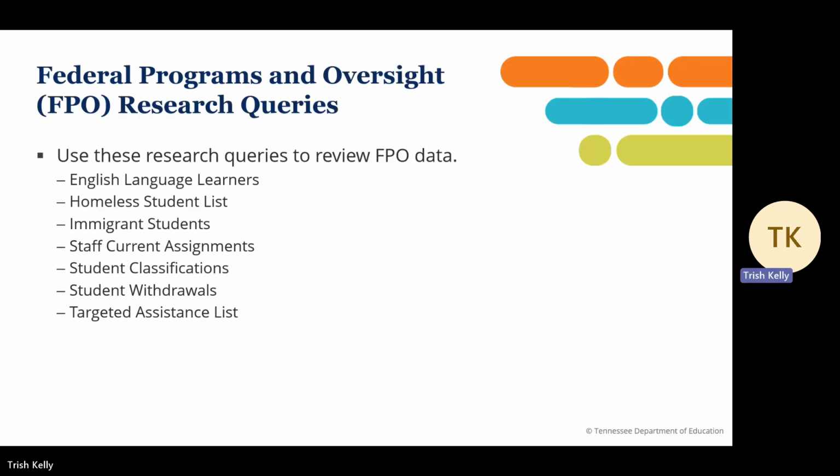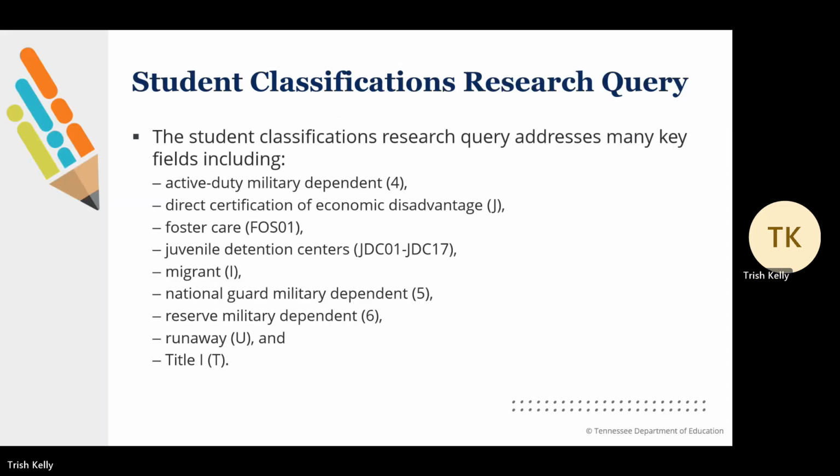For federal programs and oversight data, use the English Language Learners Research Query, Homeless Student List, Immigrant Students, Staff Current Assignments, Student Classifications, Student Withdrawals, and Targeted Assistance List. The Student Classifications Research Query contains many key fields, including active duty military dependent 4, direct certification of economic disadvantage J, foster care FOSS 01, juvenile detention centers JDC 01 through JDC 17, migrant I, National Guard military dependent 5, reserve military dependent 6, runaway U, and Title 1T.